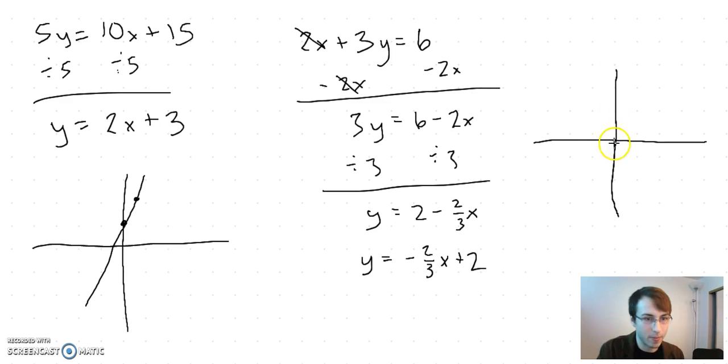So go up 2. Let's say this is 2 right here. And that tells us to go over 3, down 2, according to the slope. When we go down 2, we're just going to be hitting the x-axis, because we're starting at 2. So we go down 2, and we're going over 3. 1, 2, 3. Something like that.